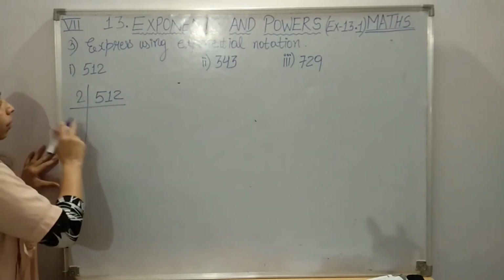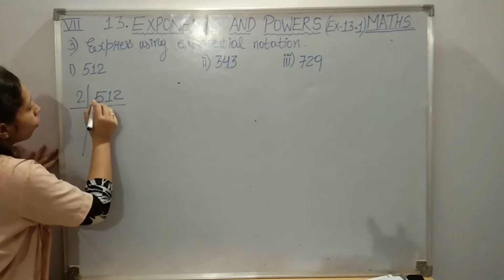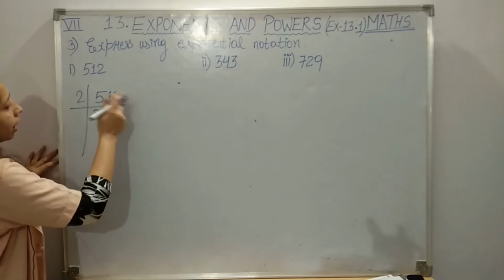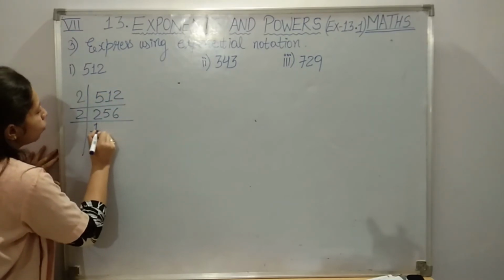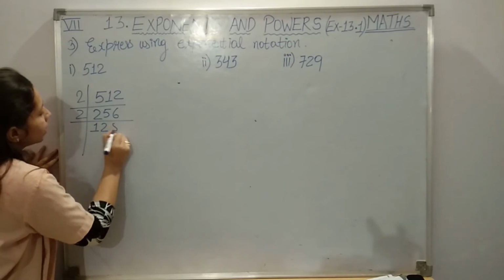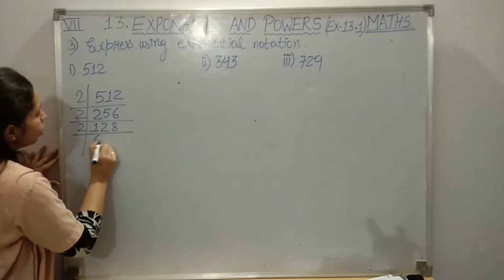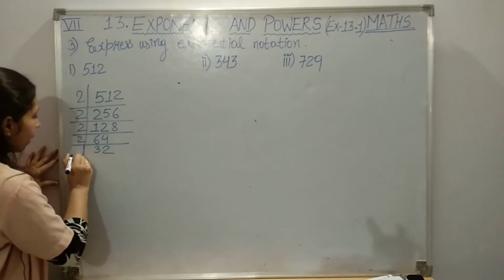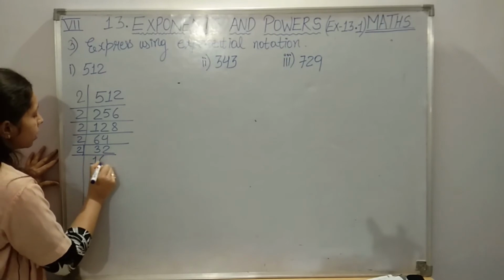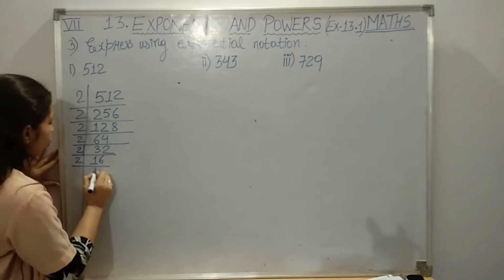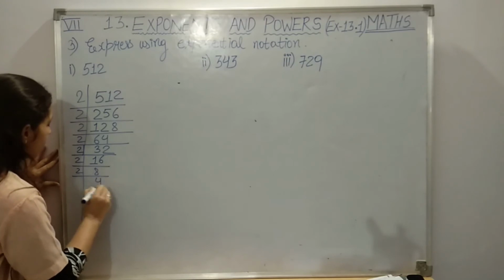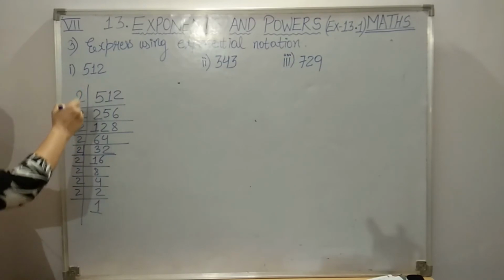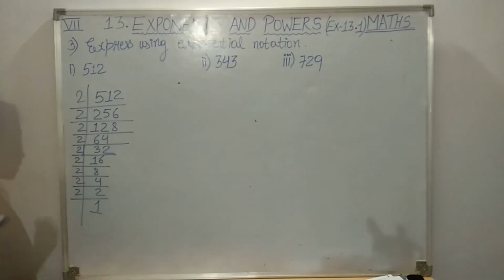So 512 can be divided with 2. 2 2s are 4, then 2 5s are 10, then 2 6s are 12. Now again 2 1s are 2, 2 2s are 4, then 2 8s are 16. Again 2 6s are 12, 2 4s are 8. Then 2 3s are 6, 2 2s are 4. Then 2 1s are 2, 2 6s are 12. Then 2 8s are 16, then 2 4s are 8, then 2 2s are 4, finally we are going to get 1. So these are the product of powers of prime factors.